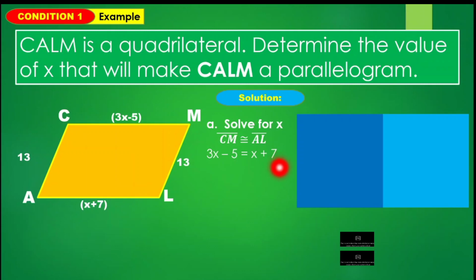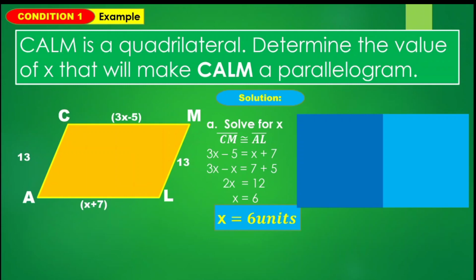So to solve for x, we have to transfer this x here to this side, and the negative 5 will also be transferred to the other side. We will apply the addition property of equality and the subtraction property of equality. So therefore, you have 3x minus x equals 7 plus 5, and simplifying, 2x equals 12. Dividing both sides by 2, you would have x is equal to 6. So that is 6 units.